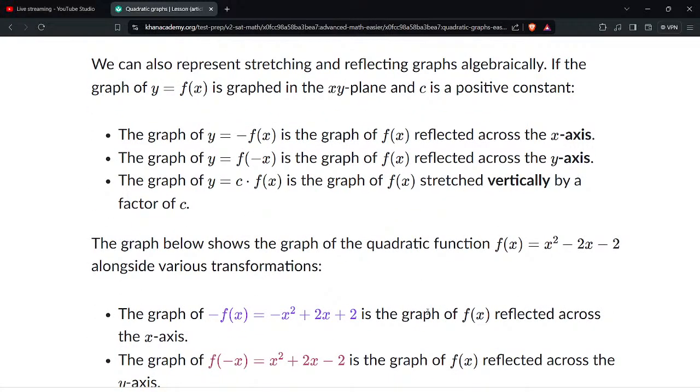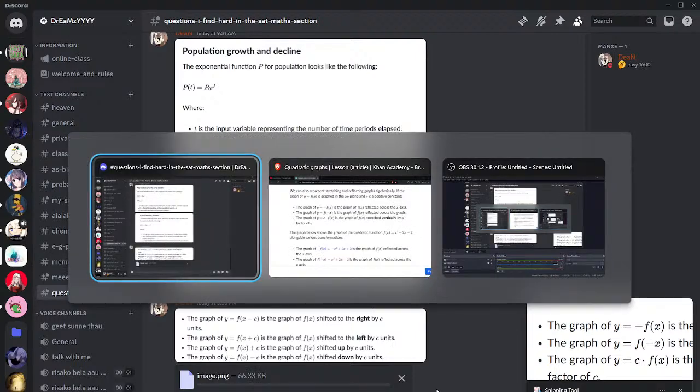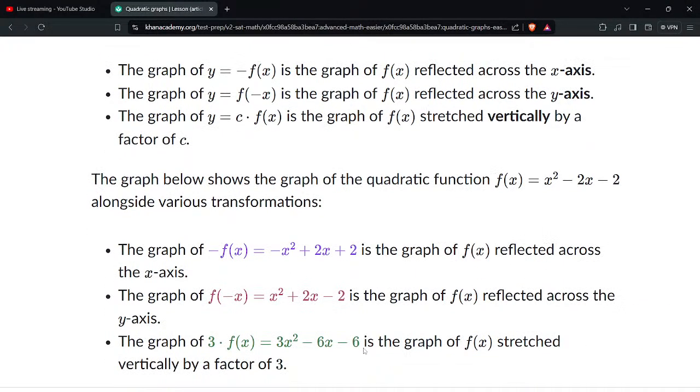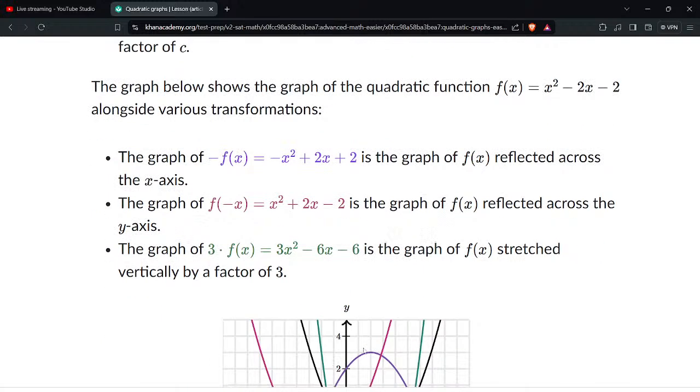Okay, this is easy. Okay, now this is hard. The graph of y is equal to minus factor c. So reflection and stretching. Okay, I need to realize this. I don't know how to make the graph. Never mind, I'll do it. I think. But it is another.